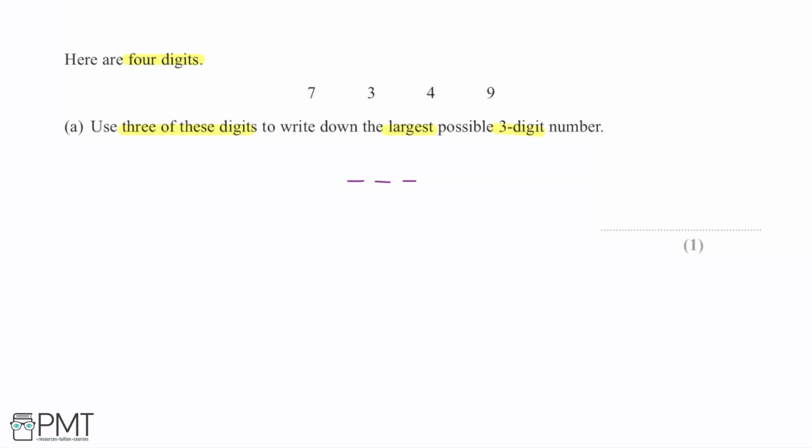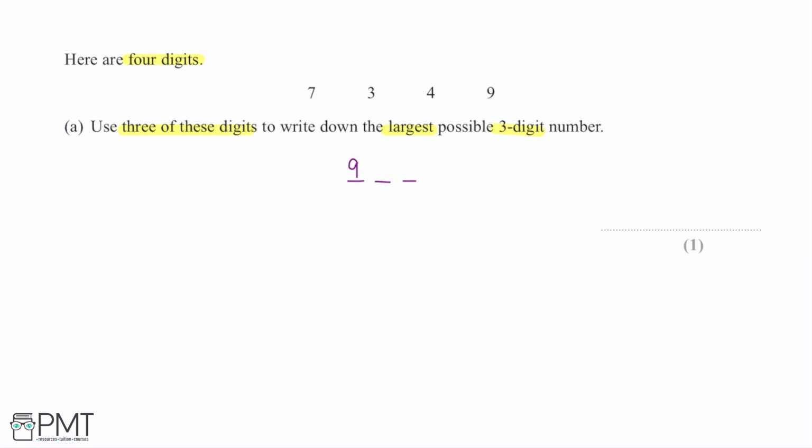So if I were to start with the hundreds column here, now if I had a number in the 900s, that's going to be greater than every number in the 700s, 400s and 300s, because 900 is greater than all of these others. So I could take that 9 and put it here because I know that the 900s is going to give me the greatest number.